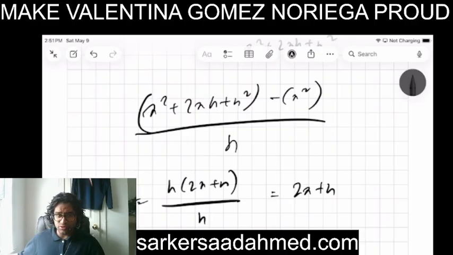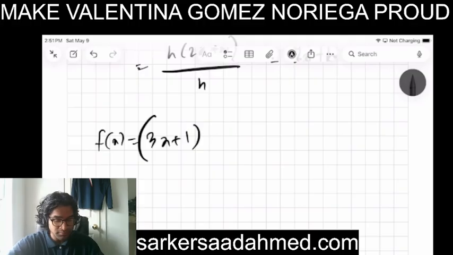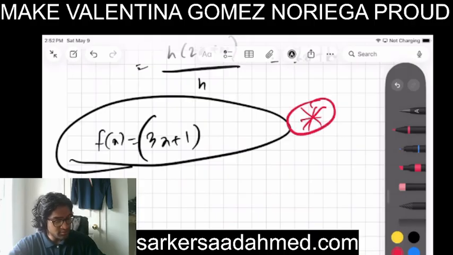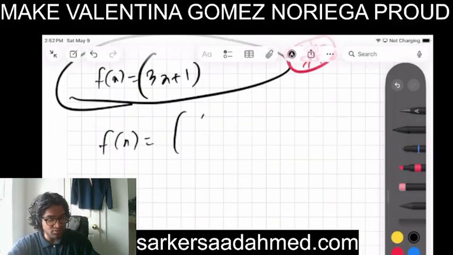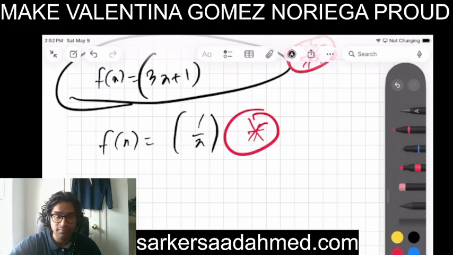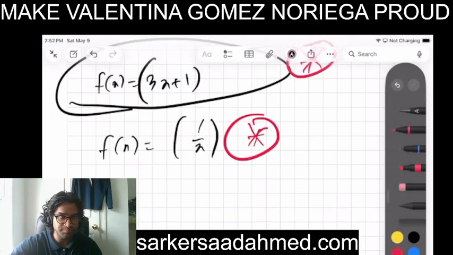I am not going to do these two examples. I'm just going to say them to you, and if you have time, you can do them. So f of x will be 3x plus 1. This is your task to solve: find the difference quotient. And the other one will be f of x equal to 1 by x. Cool. So these will be your examples if you want to do them. That's completely fine.